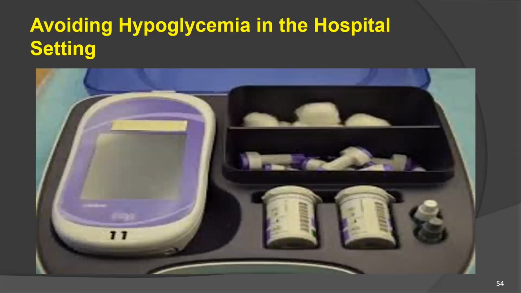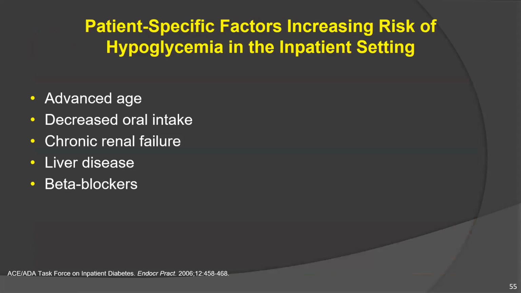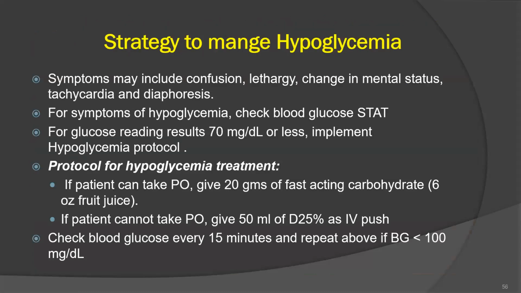Now, very important, and I guess the last topic of my lecture today: you have to control and manage hyperglycemia in the hospital, but at the same time, you must avoid hypoglycemia. So patient-specific factors which increase the risk of hypoglycemia in the inpatient setting: advanced age, decreased oral intake, chronic renal failure, liver disease, beta blockers. So a good history, good overview of the case will tell you this.